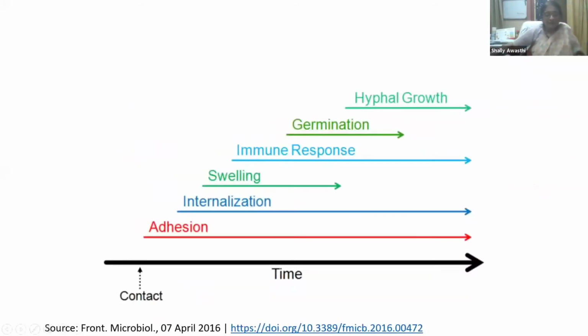Now here is a diagram I have taken. The source is given here. This arrow shows you the contact, and here is the time. So the AF conidia are inhaled. They adhere to the lung. They are internalized. After internalization, there is swelling of the cells of the lung and an immune response, and even though there is an immune response, there is germination within the lungs, and there is growth of hyphae within the lung of immune incompetent people, or those who are allergic, or those who are at risk of ABPA.